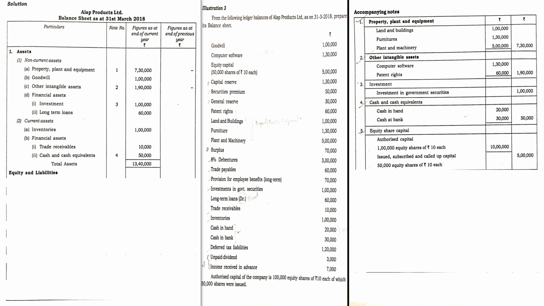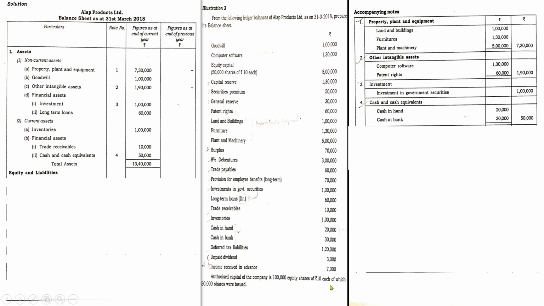Under equity, you have to be very careful. In the question, authorized capital of the company is 1 lakh equity shares of 10 each, of which 50,000 shares were issued. We have learned about shares and debentures in detail in the previous modules, and we know how to present the share capital details in the balance sheet. It is not a single item. It has to be dealt separately, unlike other items in the balance sheet, because share capital can be classified into authorized capital, issued capital, subscribed capital, called up capital, paid up capital.